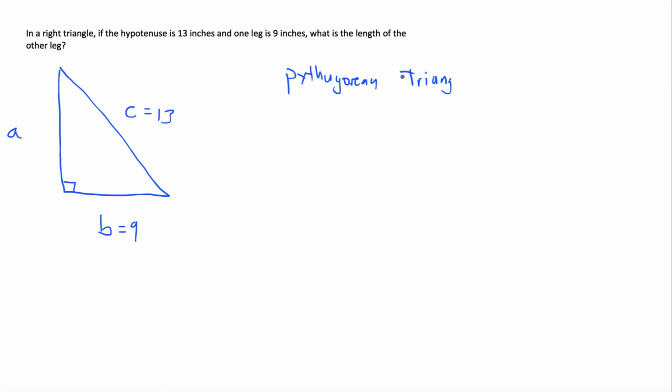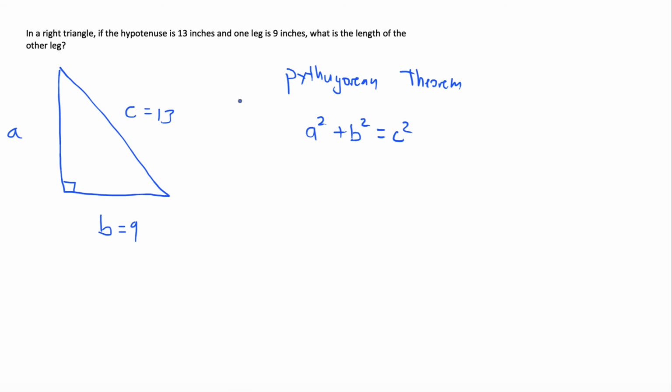Pythagorean theorem, not the Pythagorean triangle, right? Pythagorean theorem. Okay, we always want to use the formula here, which gives us the relationship between the three sides. The Pythagorean theorem says a squared plus b squared is equal to c squared.